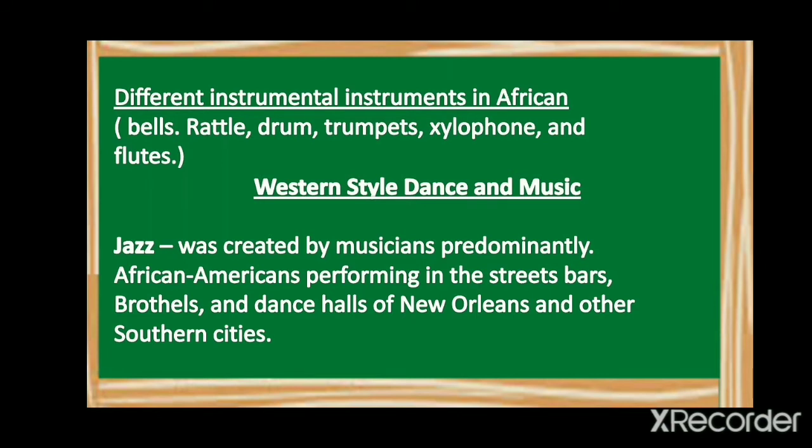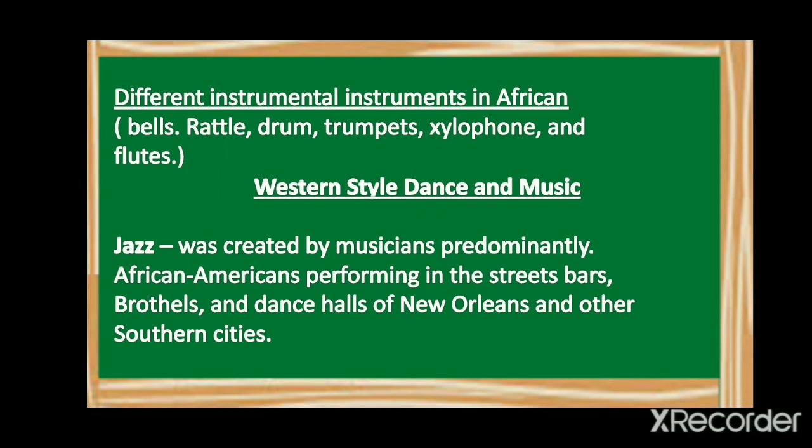In Western-style dance and music, number one is jazz. It was created by musicians, predominantly African Americans, performing in street bars, brothels, and dance halls of New Orleans and other southern cities. Jazz can be described as music rooted in improvisation and characterized by syncopated rhythm, a steady beat, and distinctive tone colors and performance techniques.